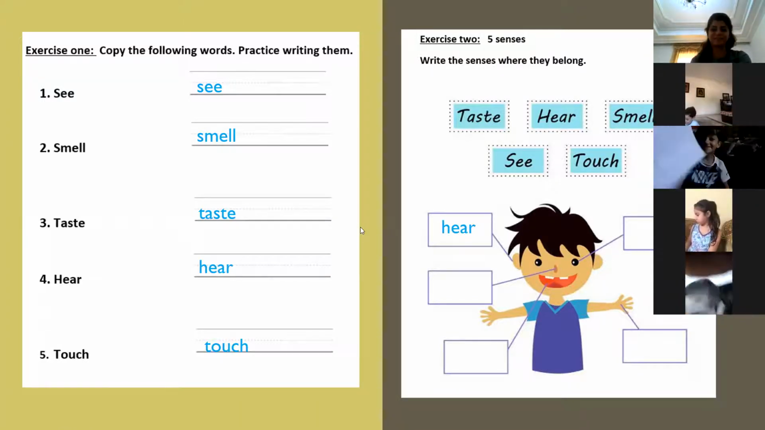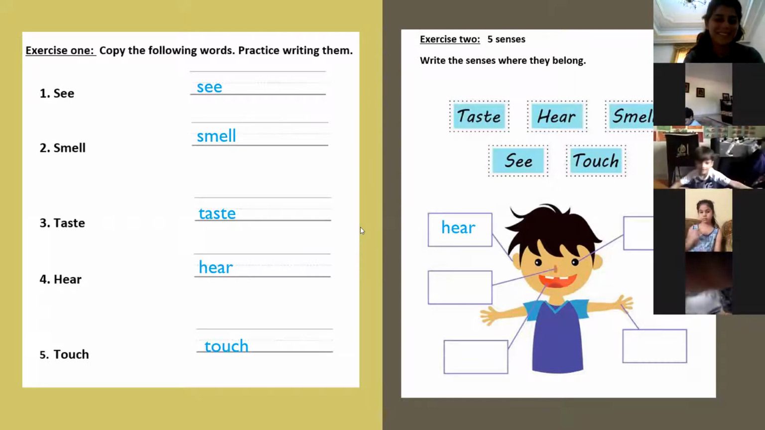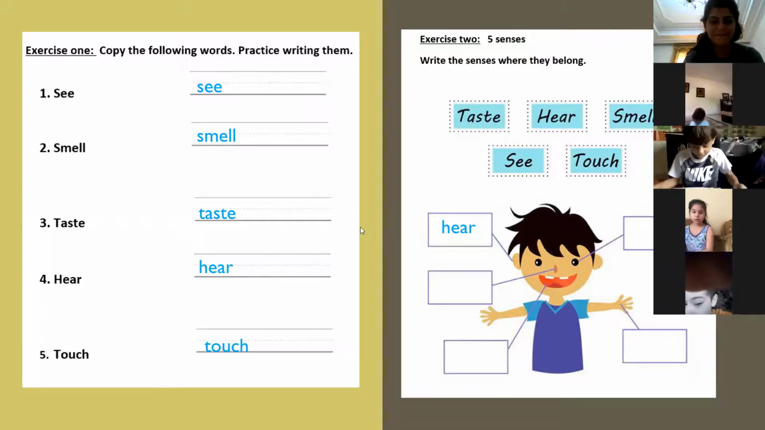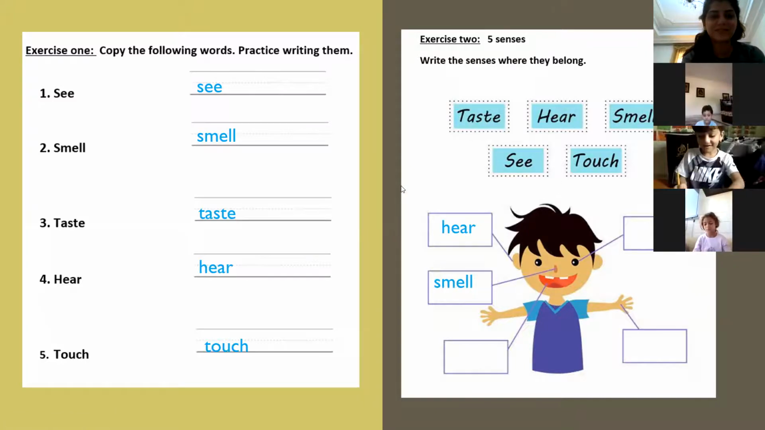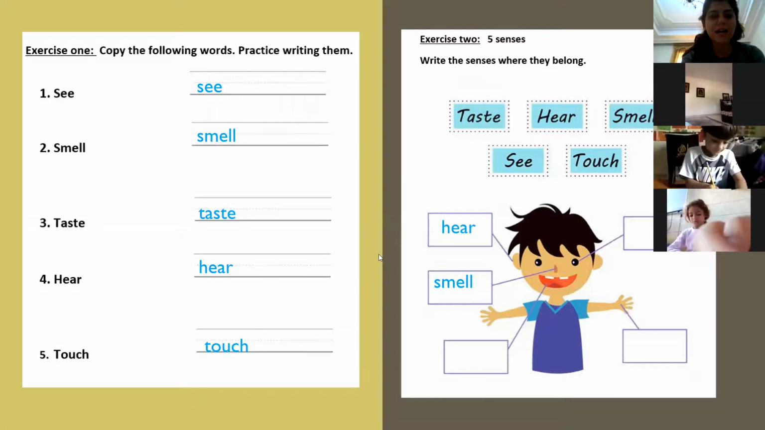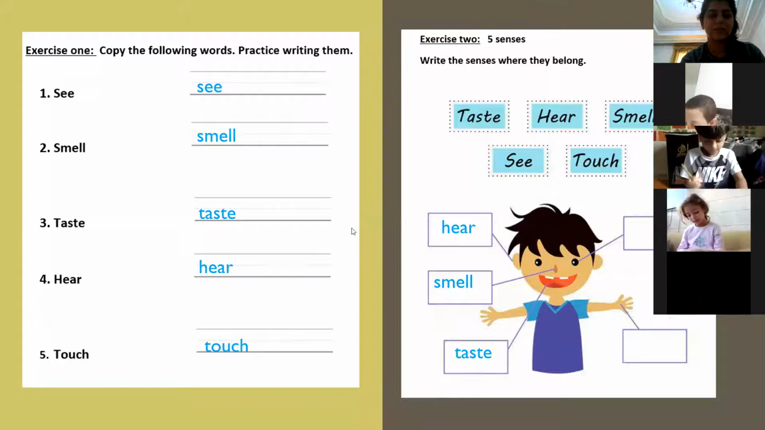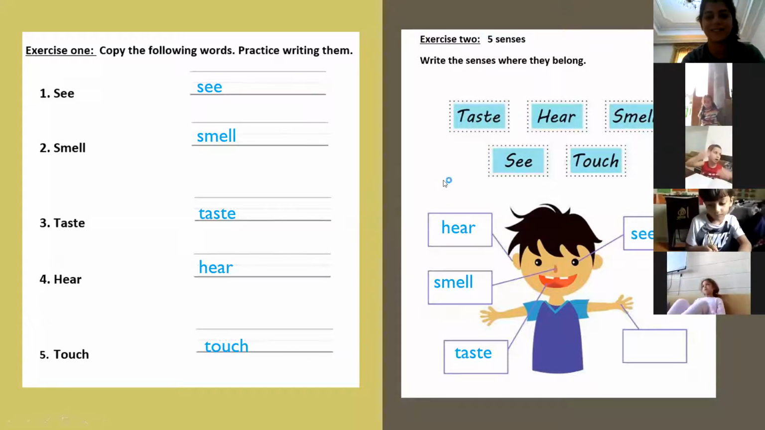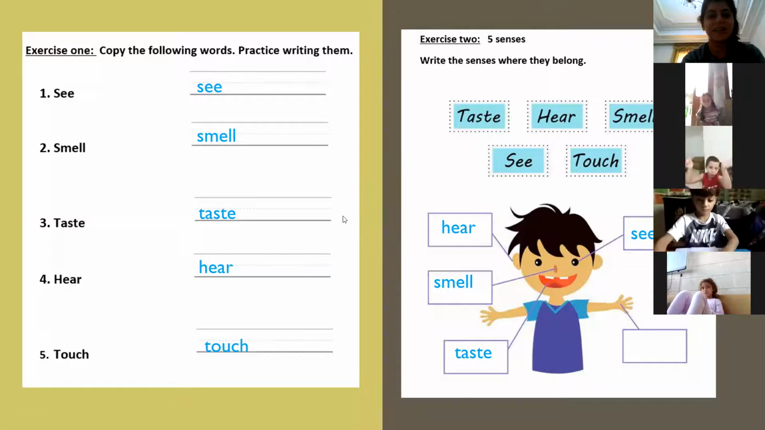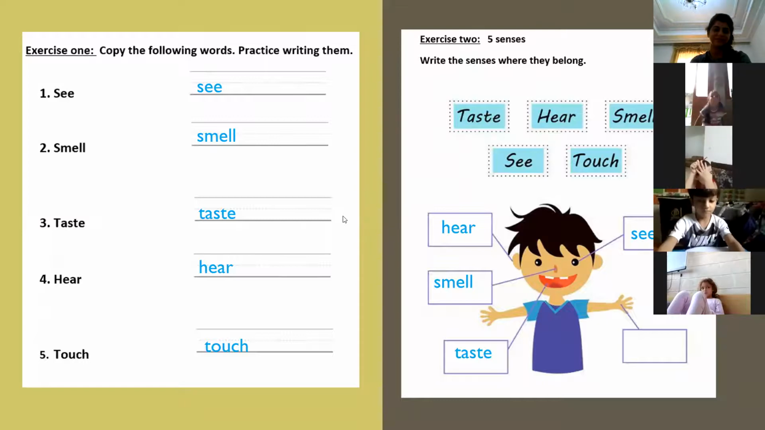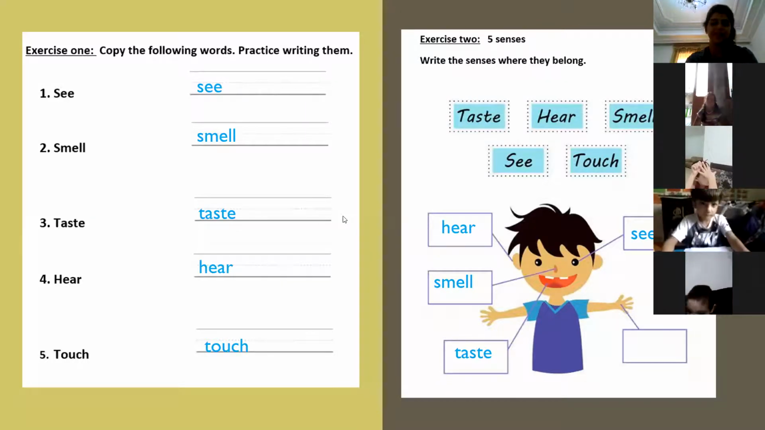Okay, now Ahmad. For the nose, what did you write? Smell. Bravo. Okay, for the tongue, Siraj, what did you write for the tongue? Taste. Okay. Now, who didn't talk a lot? Yes, Ma. What did you write for the eye? See. So you use your eyes to see, right? Yes. Okay. What did you write for the hand, Samir? Touch.